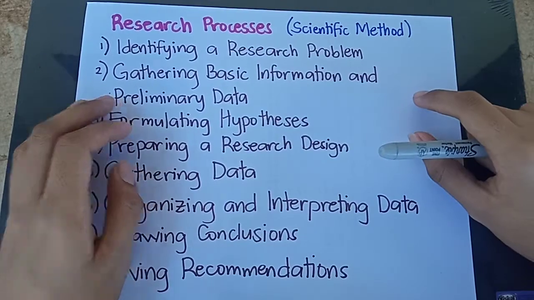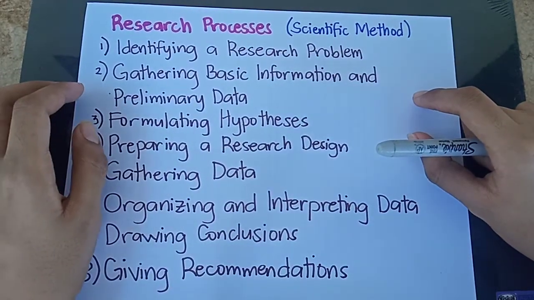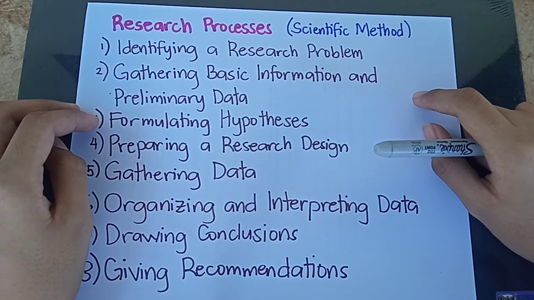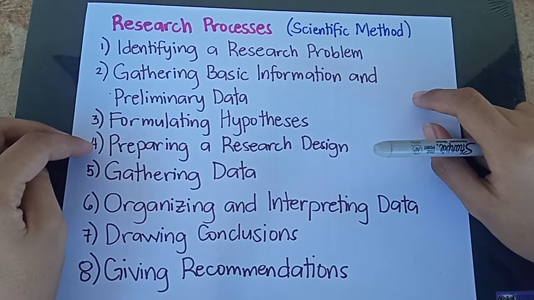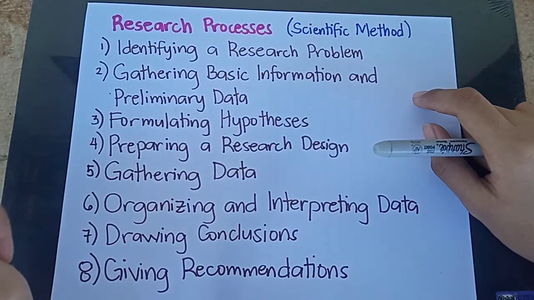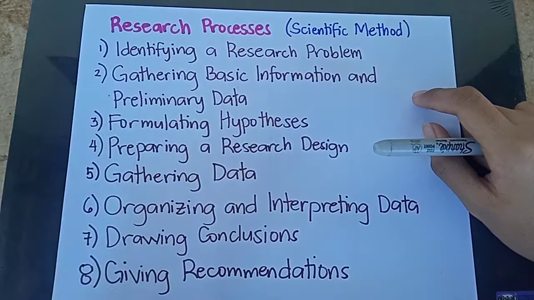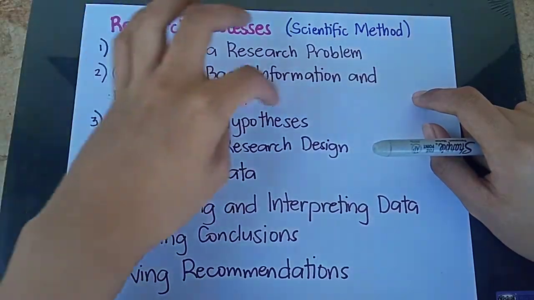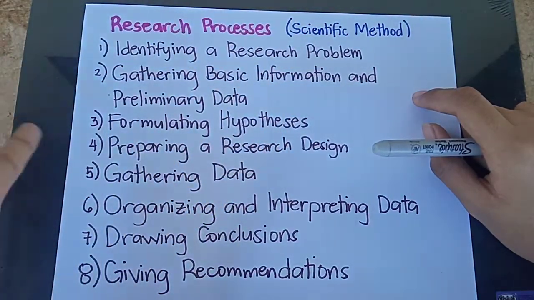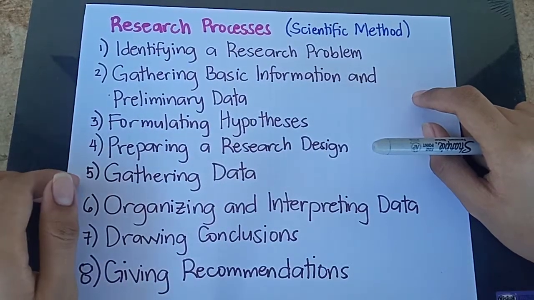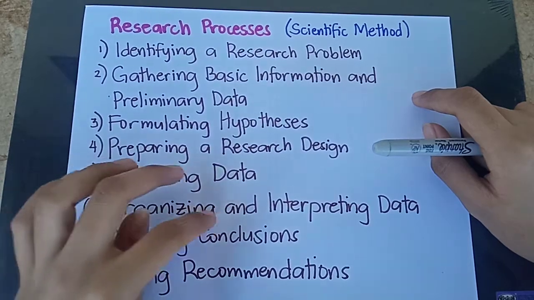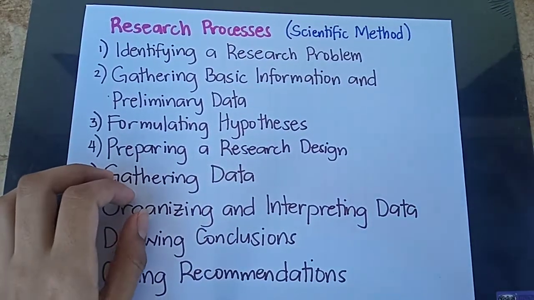Number 1 is identifying the research problem. Number 2 is gathering basic information and preliminary data. Number 3 is formulating hypothesis. Number 4, preparing a research design. Number 5, gathering data. So it is different from gathering basic information and preliminary data, because in gathering data, these are the statistical data, while gathering basic information is the knowledge. So the sources of knowledge. Number 6, we have organizing and interpreting data. Number 7, drawing conclusions from the interpreted data. And number 8, giving recommendations.